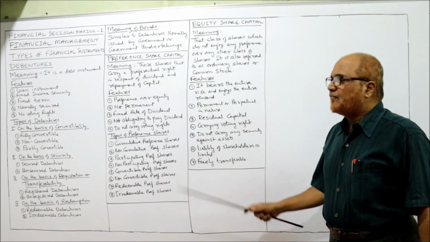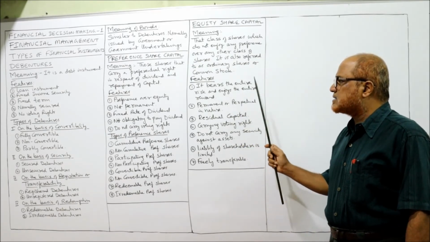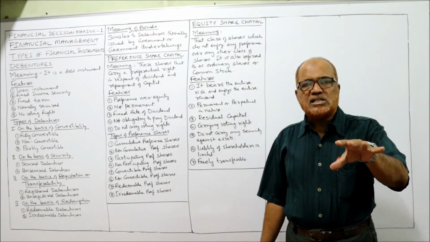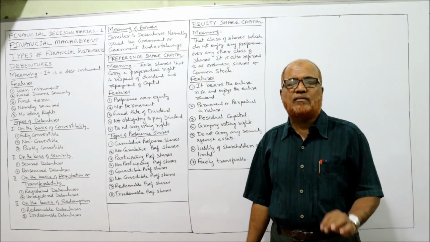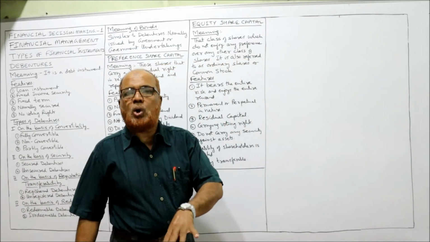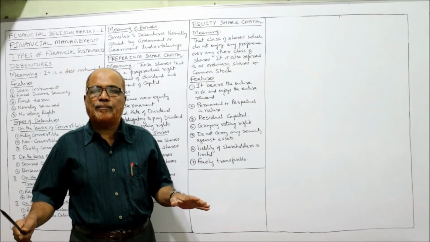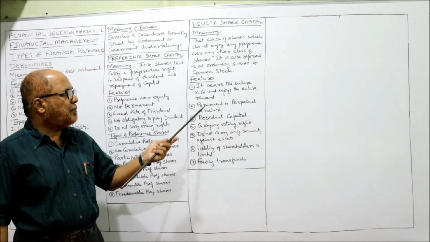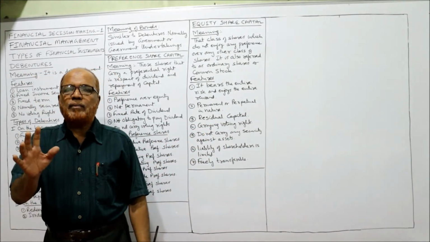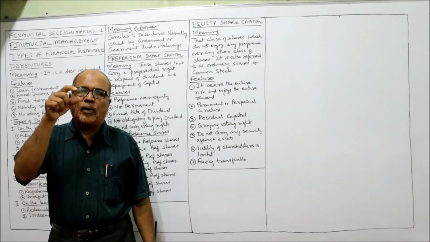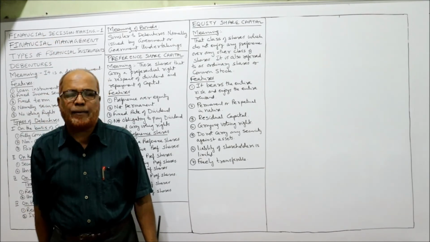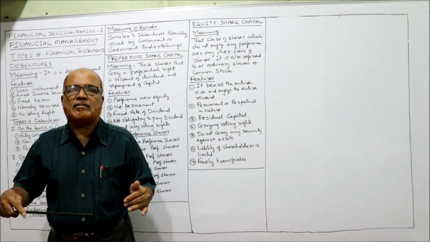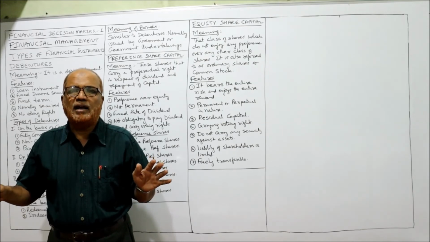Now, features. The first feature of equity shares: it bears the entire risk and enjoys the entire reward. They are the residual owners. That's why they have to take the entire risk of the business and also they will enjoy the entire reward. So the risk and return both are higher for equity shareholders. Second, permanent or perpetual in nature. Permanent means this equity share capital will always be there till the liquidation of the company. It's a permanent capital. There are no redeemable equity shares. The shares are always irredeemable.